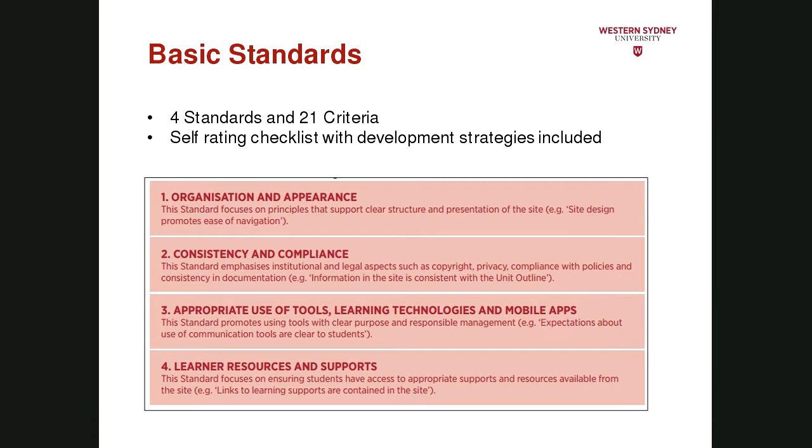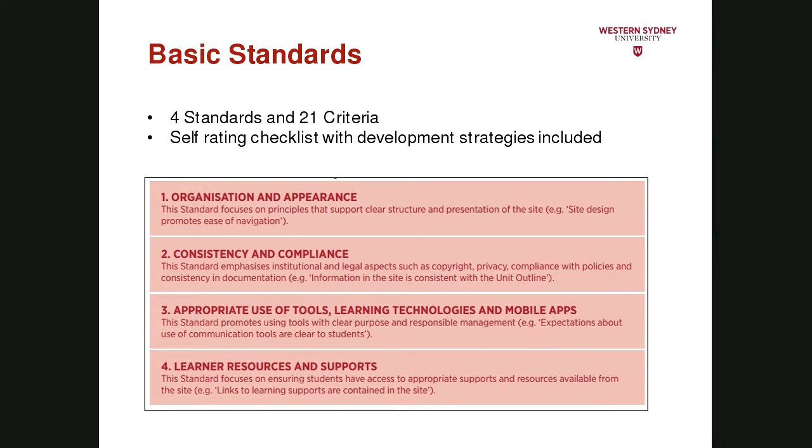The first of our standards is the basic standards. So we have 4 standards, and you'll see them here. They're organisation and appearance. This looks at the site design, where you find important information such as the unit outline, etc. And the second one is about consistency and compliance. So this is copyright, privacy, all the policies, making sure that what's in the blended environment in terms of the activities that students are doing is consistent with what's in their unit outline or their learning guide.